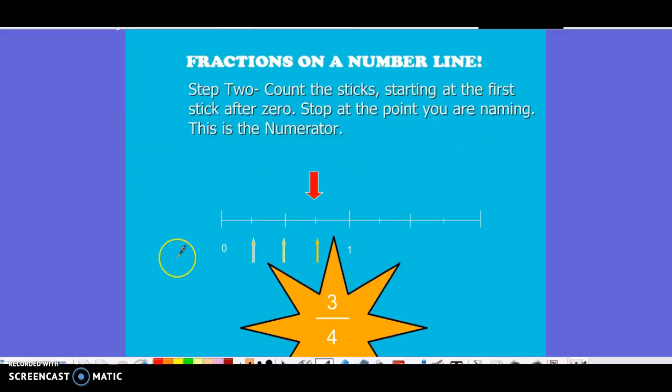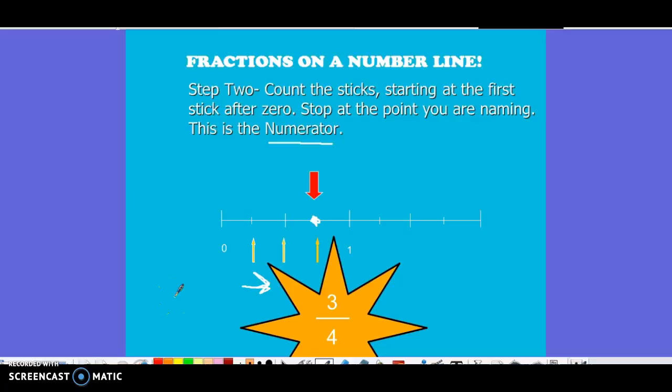Then step 2 is to count the number of sticks, starting at the first stick after the 0. So here's my 0 stick. This would be stick 1. If my bullseye or my point or arrow is right here on the number line, I count the sticks up until that point. That number becomes my numerator, the number on top of a fraction. 1, 2, 3 sticks means that this fraction is 3/4 on a number line.